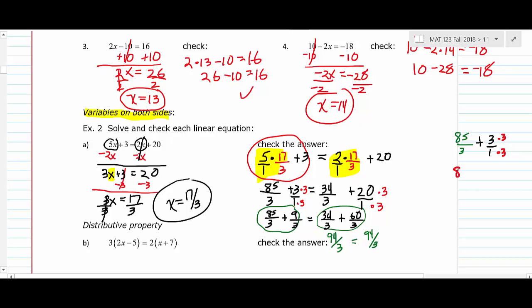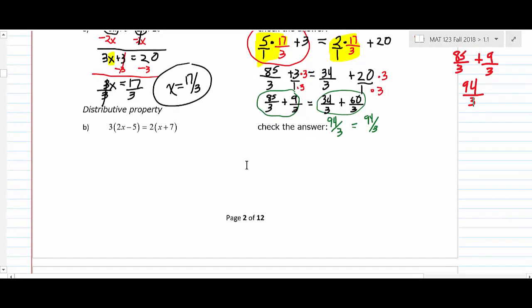So you end up with 85 over 3 plus 9 over 3. What is 9 over 3 anyway? It's 3. See, I didn't change the problem. I just changed the way it looked. Now, I keep the denominator, and I add the numerator. Okay? You're going to review that on your first My Math Lab homework. You're going to need to brush up on how to add fractions and stuff. Okay? All right, so I'll get you started on that for a review.